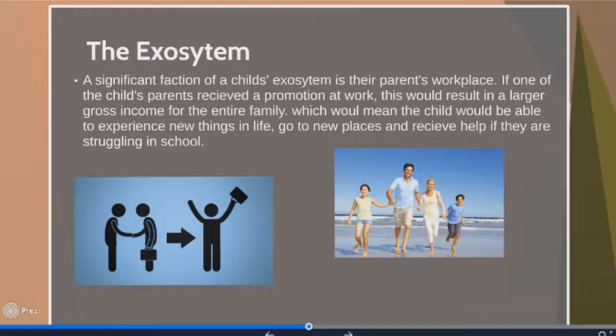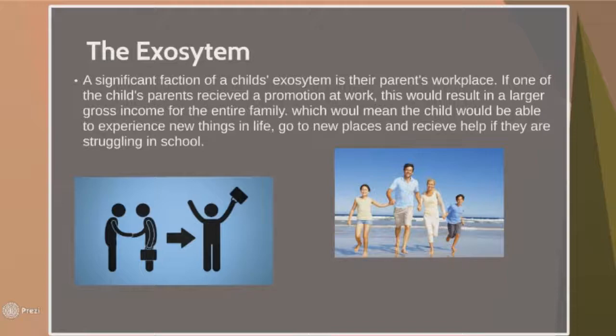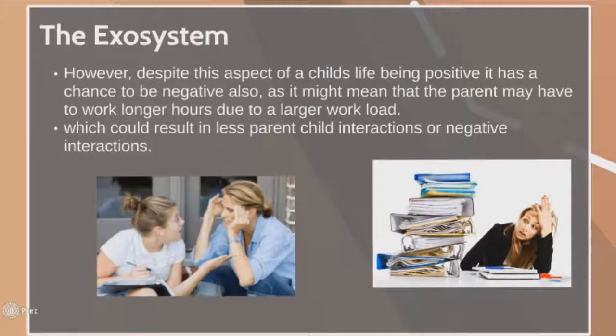A significant fraction of a child's exosystem is their parents' workplace. If one of the child's parents received a promotion at work, this would result in a larger gross income for the entire family, which would mean the child would be able to experience new things in life, go to new places, and receive help if they are struggling in school. However, despite this aspect of a child's life being positive, it has a chance to be negative as well, as it might mean that the parent may have to work longer hours due to a larger workload, which could result in less parent-child interactions or negative interactions.